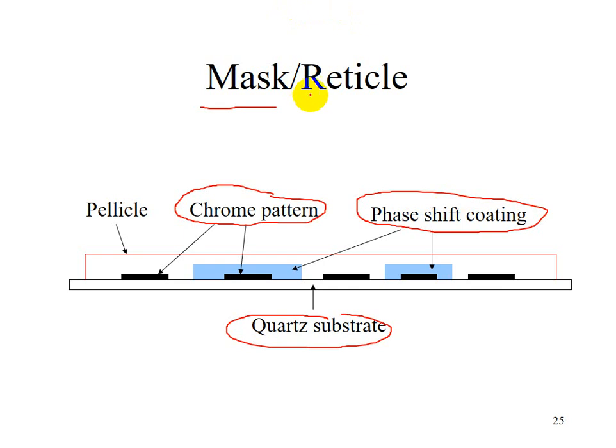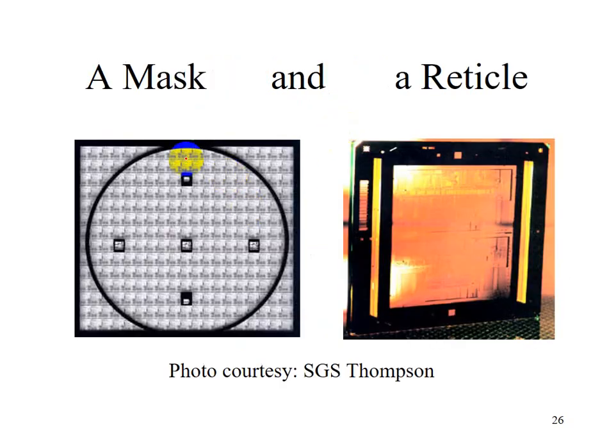And the so-called mask and reticle both are a layout from your design. The difference between mask and reticle is, if you have a mask which is matched to the size of your wafer, okay, this is your wafer, the square one is your mask. So your mask can cover the entire wafer.